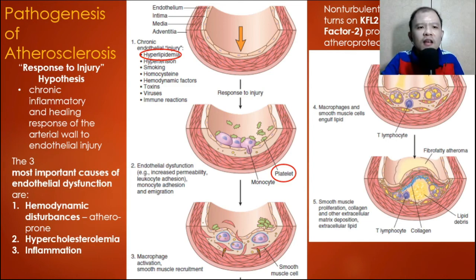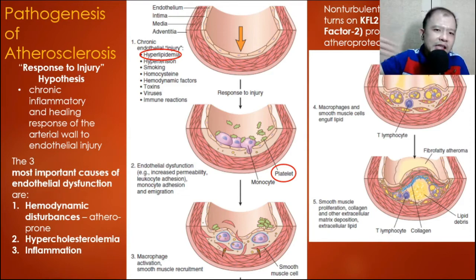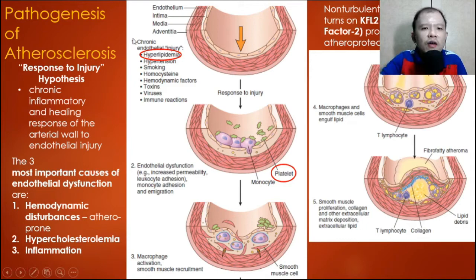This is the response to injury hypothesis. So take note, you have these substances getting into the blood, and these affect the blood flow, causing the blood flow to not be the normal one. The blood flow becomes turbulent. So here, chronic endothelial injury causes the endothelium to be dysfunctional, with increased permeability. Second, you have leukocyte adhesion. Third, you have monocyte adhesion.